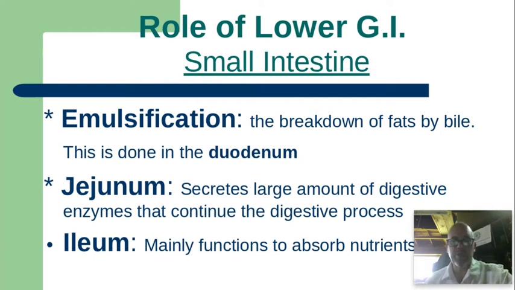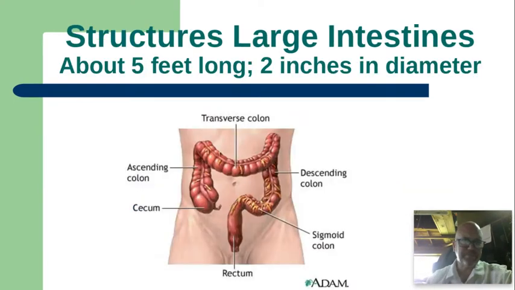Jejunum secretes large amounts of digestive enzymes that continue the digestive process. So we go from the stomach to the duodenum, to the jejunum, and then to the ileum, which is mainly the function of absorbing nutrition. As it hits the ileum portion, it's now beginning to grab the nutrition and start to pull it out. It's kind of what the small intestine does along the way.